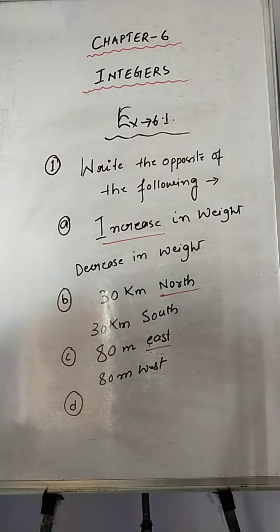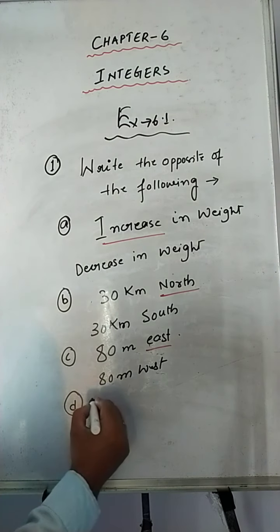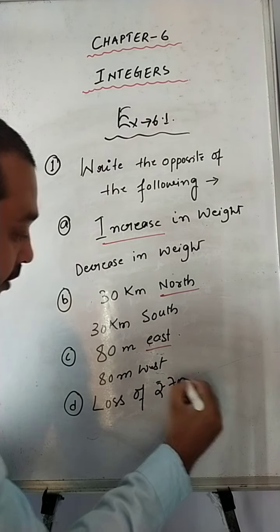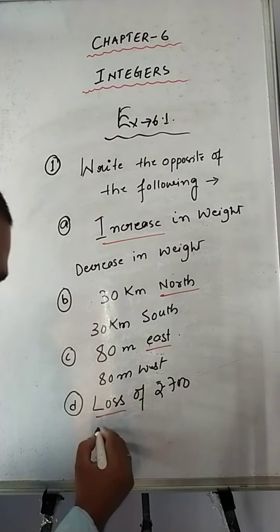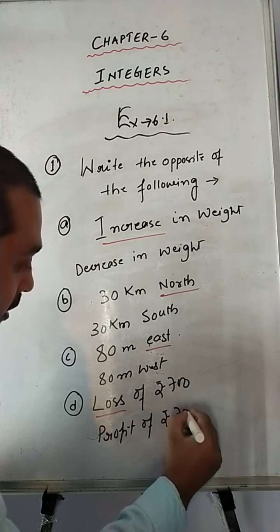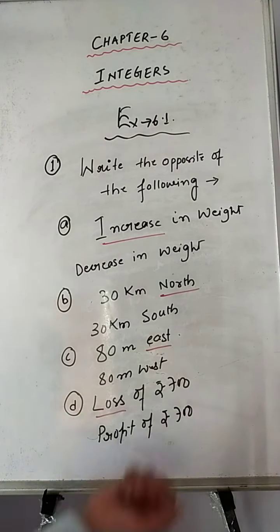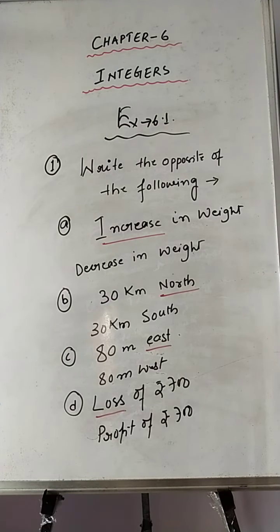Now let's see what is given in question number D. Loss of rupees 700. Now what is the opposite of loss? Opposite of loss is profit, isn't it? So if we write profit of rupees 700, it's the opposite version of the question. Loss of rupees 700, so opposite means profit of rupees 700. Okay, so let's see what is there in sum number E.